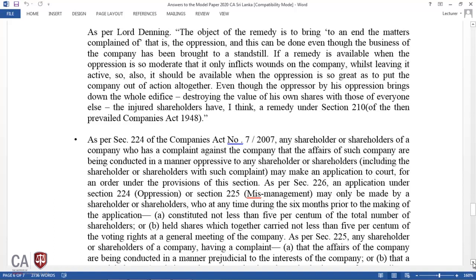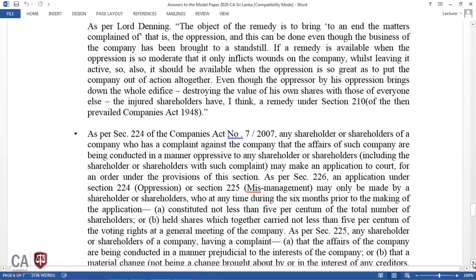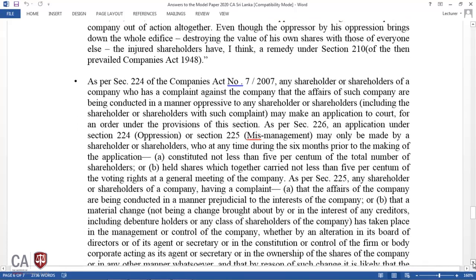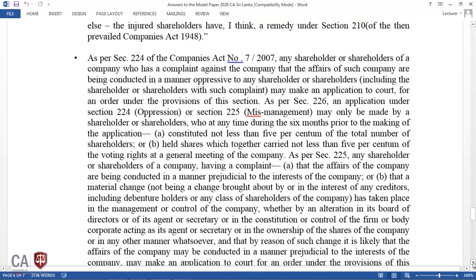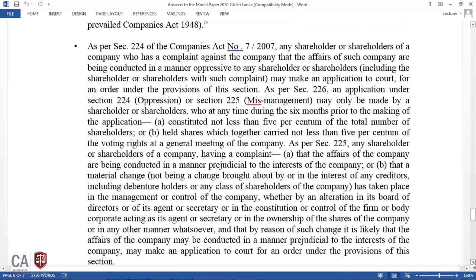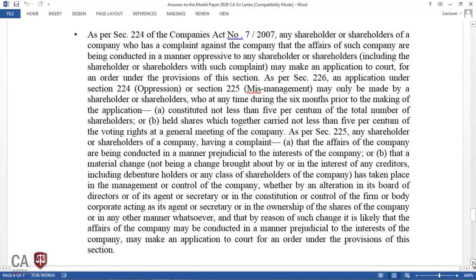Even though the oppressor by his oppression brings down the whole edifice, destroying the value of his own shares with those of everyone else, the injured shareholders have, I think, a remedy under section 210 of the then prevailing Companies Act 1948. Now I come to the Sri Lankan law in answering our question as to who has the right to file an action in a case of oppression and mismanagement.